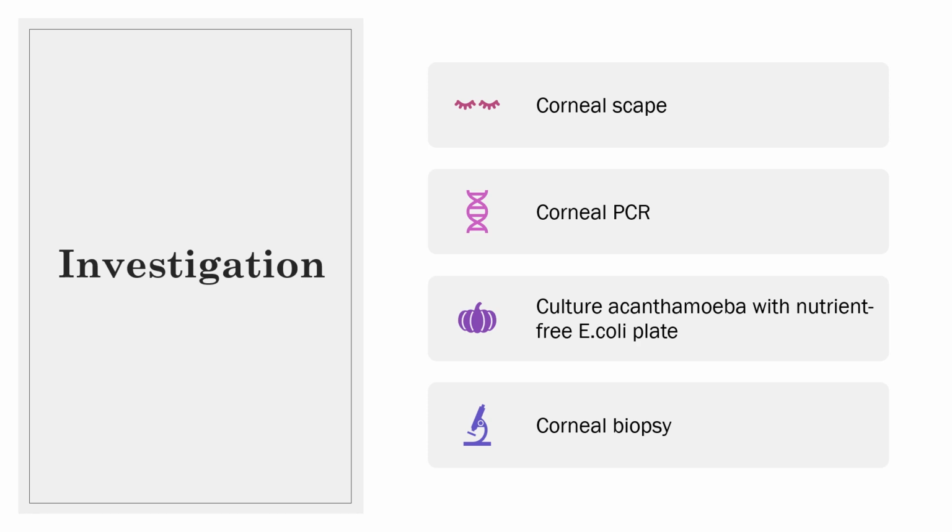coli on the cornea. And corneal biopsy in cases of refractory treatment, where you're not sure exactly what you're dealing with. In cases like that, you may sometimes see the actual cyst within the layers of the cornea. And confocal microscopy will be another good investigation.